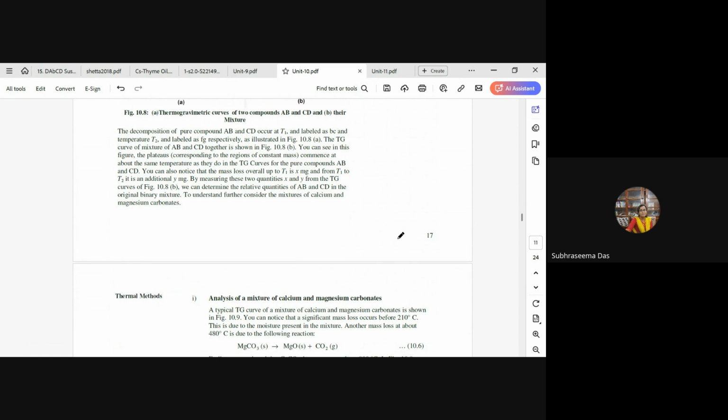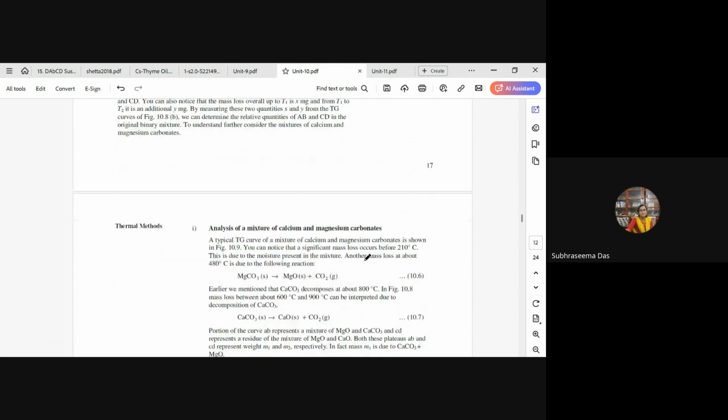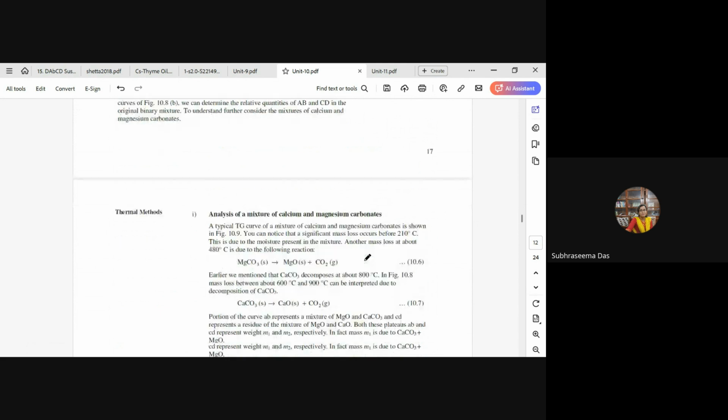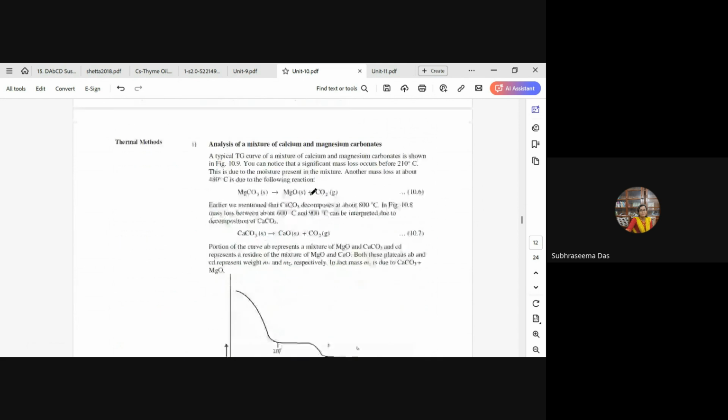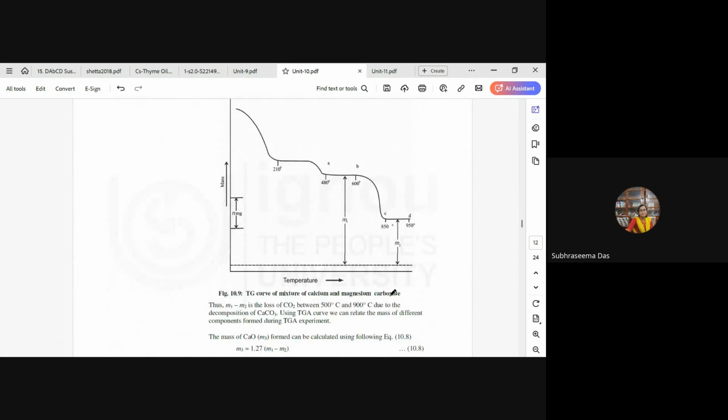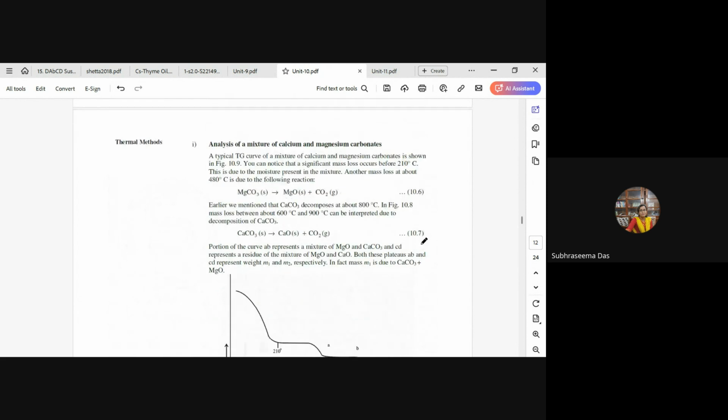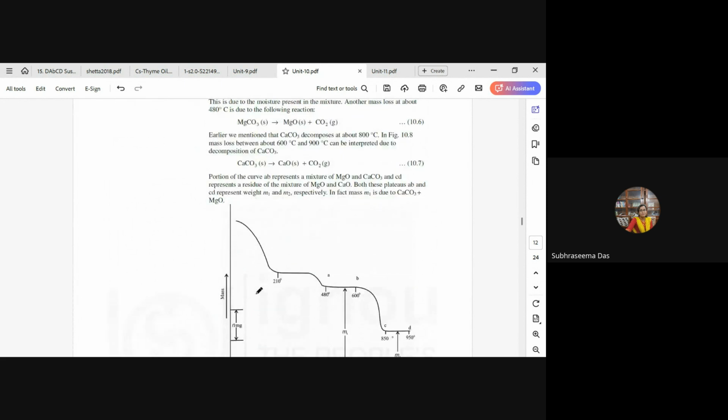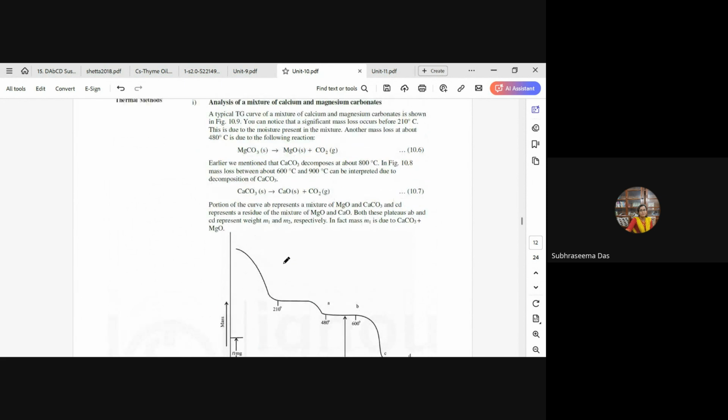Such analysis has been done for mixtures of calcium and magnesium carbonate. Coming to this analysis of a mixture of calcium and magnesium carbonate, here we can see the TG curve of the mixture. After 210 degrees centigrade, the mass loss starts. Before 210 degrees, the mass loss is due to moisture.